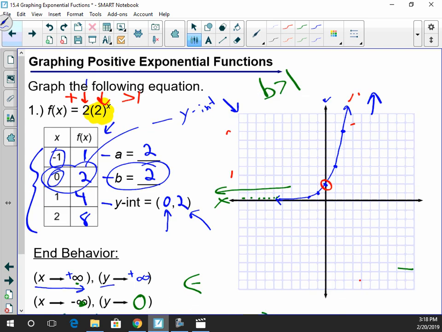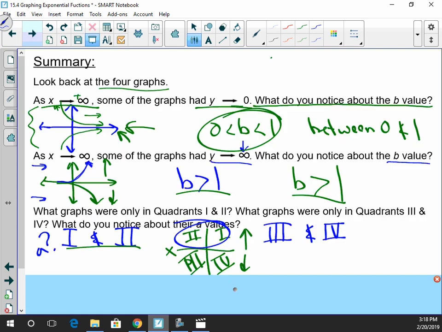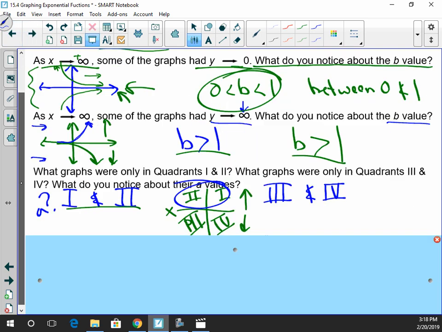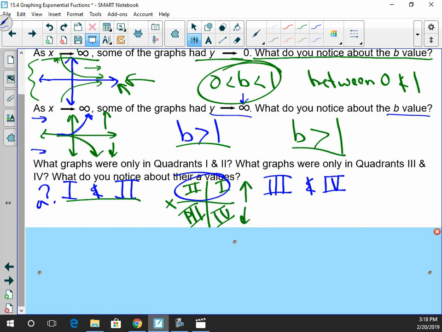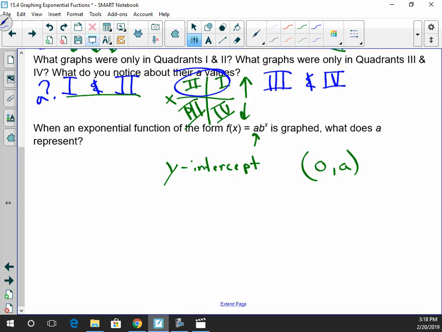If we look back at the first graph, again, we're in quadrant 1 and quadrant 2. And what's my a value? Again, my a value is positive. So what's the pattern here? In order to get a graph in quadrants 1 and 2, a has to be positive.